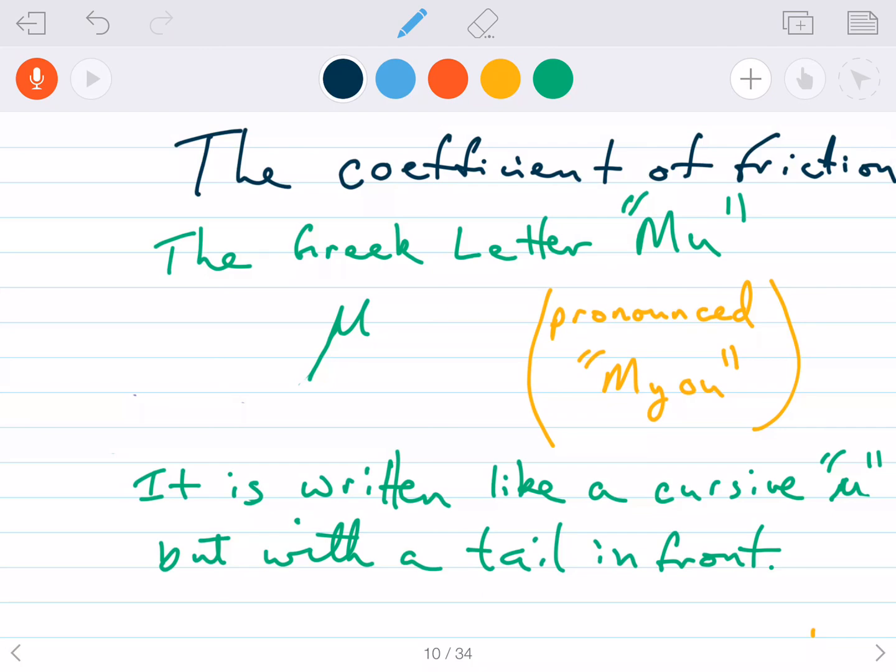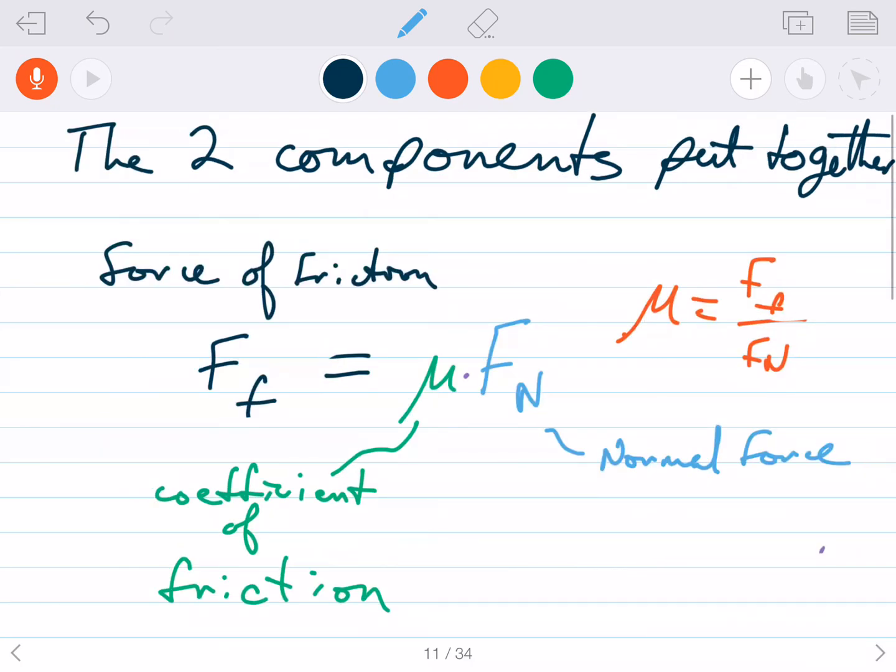Coefficient of friction, we often use the Greek letter mu, pronounced with an M and the word U, mu, okay? And it's drawn like a letter U, but has a tail in front of it, okay? So sometimes I do my U and then I add the tail because I forget. And the tail is in front, not in back.